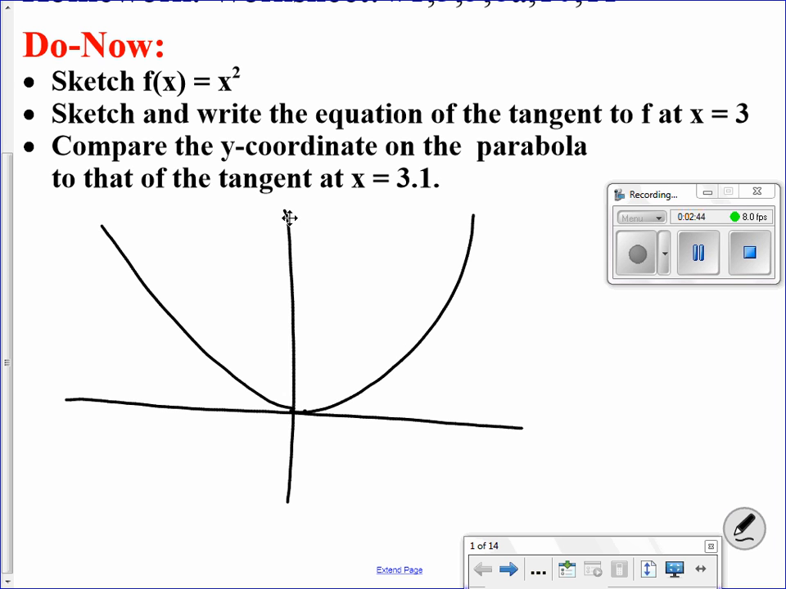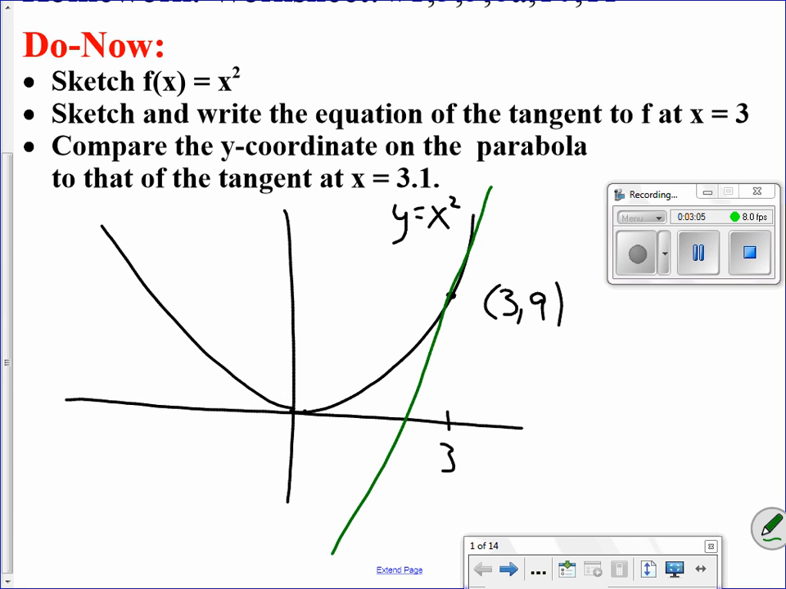Okay, we were asked to write the equation of the tangent line at x equals 3. When x equals 3, what is the y coordinate of that point on the parabola y equals x squared? 9, right? So we're writing the equation of the tangent line to this graph at the point (3, 9). Now, the only thing I need to write the equation of the tangent line other than a point on the tangent line, which I have, is the slope of the tangent line. What do you need to get the slope of the tangent line? The derivative.